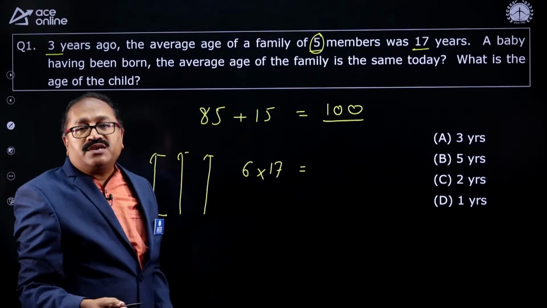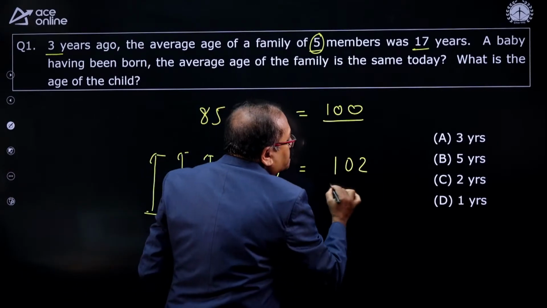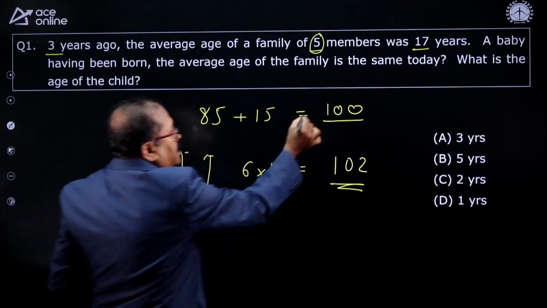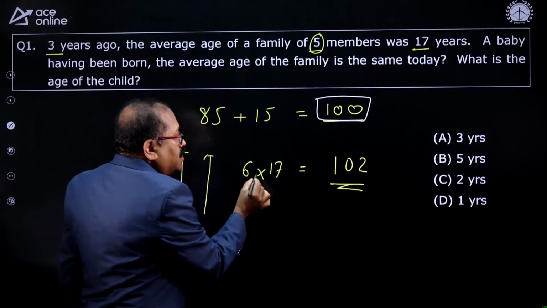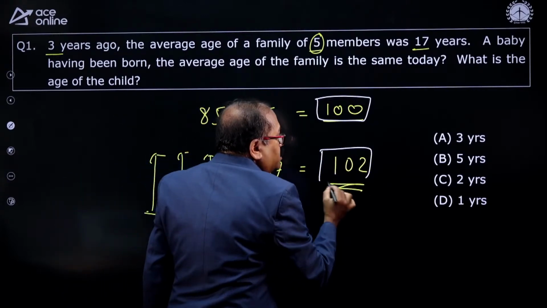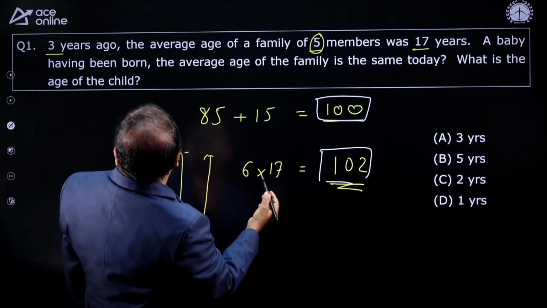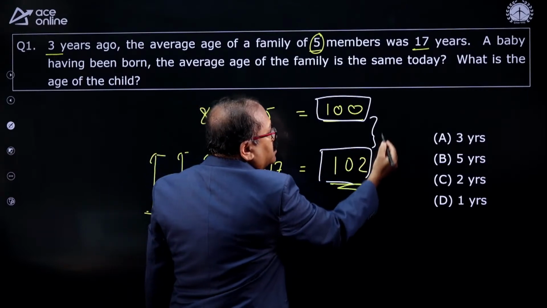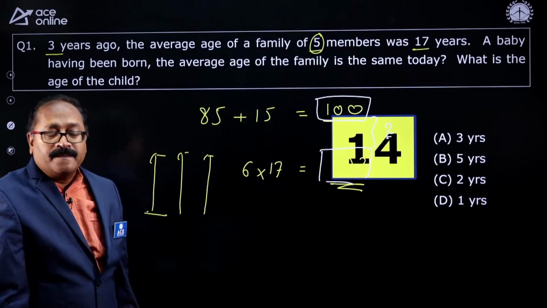6 into 17, Mr. Aman and Mr. Vasu, that comes to 102. So look at this one. These 5 people, sir, total is 100 on today's date, whereas including the baby, today's total is 102. So what is the question? What is the age of the child? The age of the child is definitely the difference, that is 2 years, and your option choice is C.